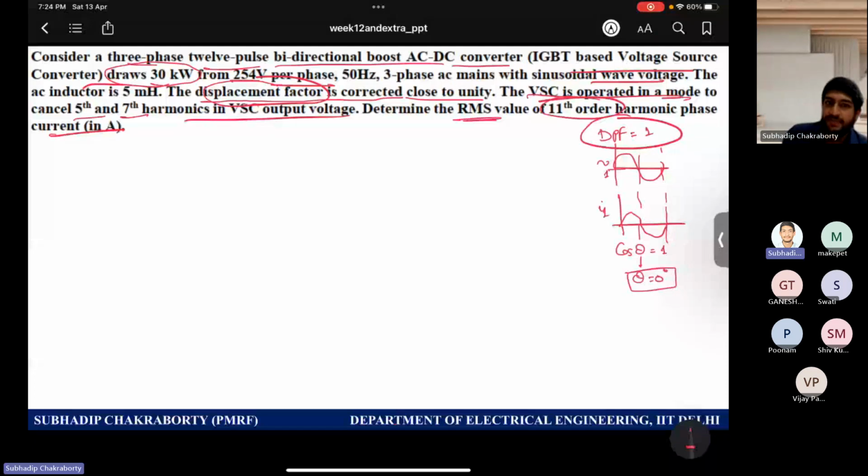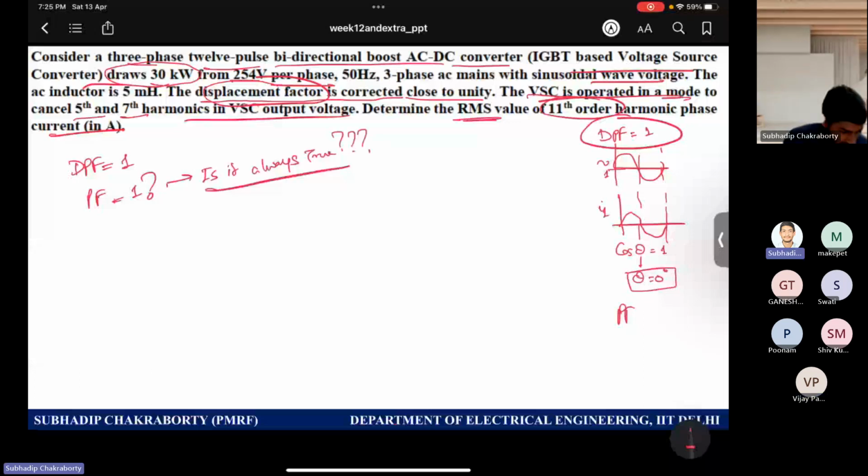Why? Because your displacement power factor can be unity. Can someone tell me, if displacement power factor is unity, does it imply that power factor is also 1? No, right. Because what is power factor? Power factor is displacement power factor times distortion factor.